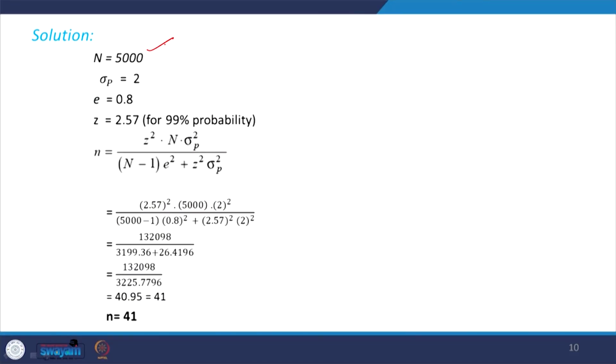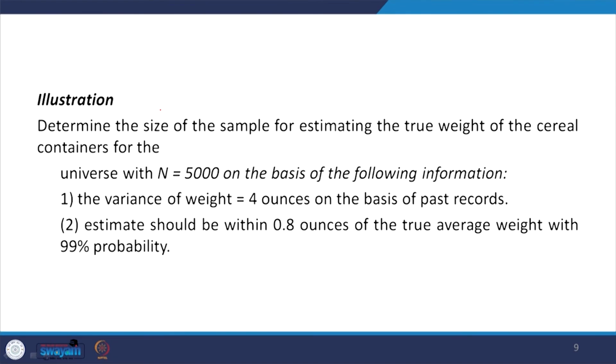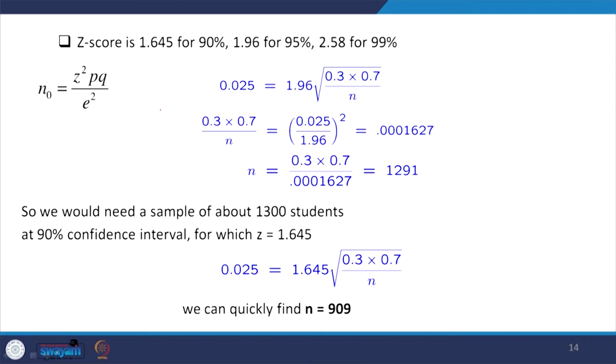Now the population size is given, and the population variance is 4, so the standard deviation will be 2. The margin of error we have already defined, that is 0.8. For the Z value at the 99 percent level of confidence, if you go by the Z table, it will give you a value of 2.57. Let me just show you here. In the Z table, for the 99 level it is 2.58, and for 95% it is 1.96.